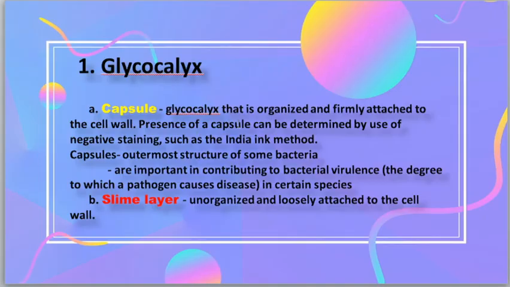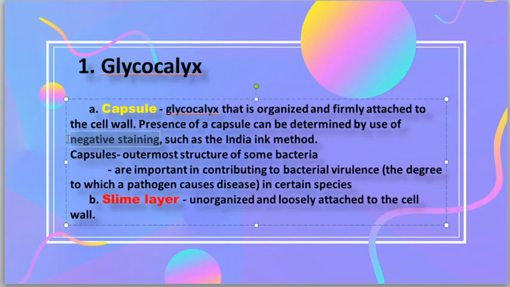Okay? So, presence of the capsule can be determined by the use of negative staining. Such as, one example ng negative staining natin is your India ink method. The India ink method. So, in an India ink method class, what happens in there is that the background is stained while your organism remains clear. Okay? Sa India ink method natin, ang nangyayari, your organisms are not stained. They remain clear.